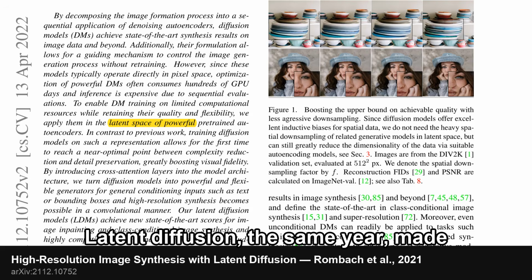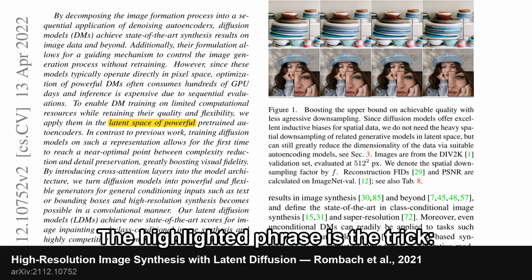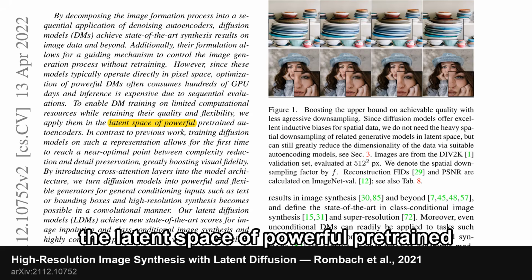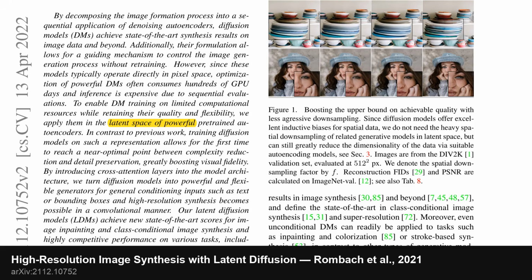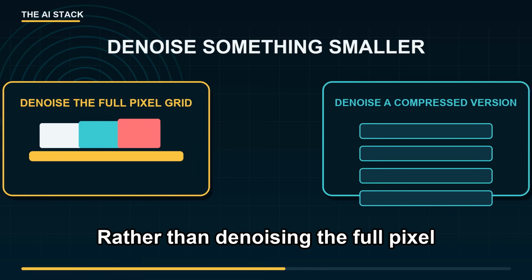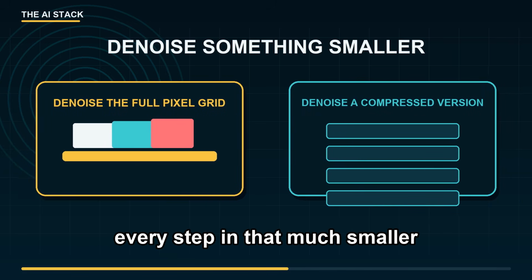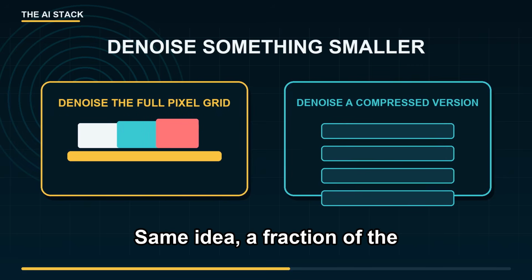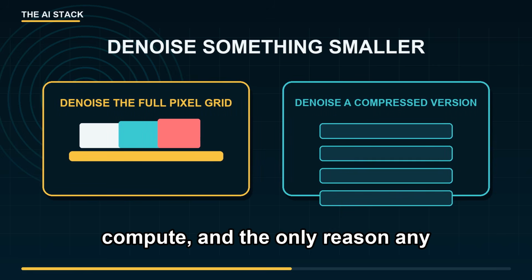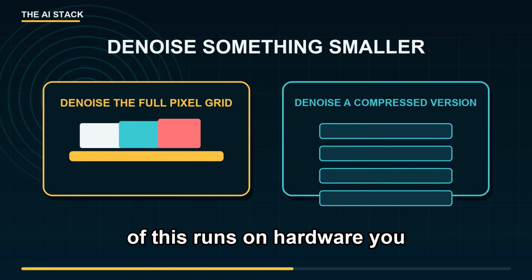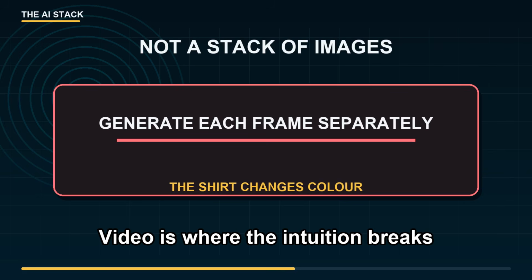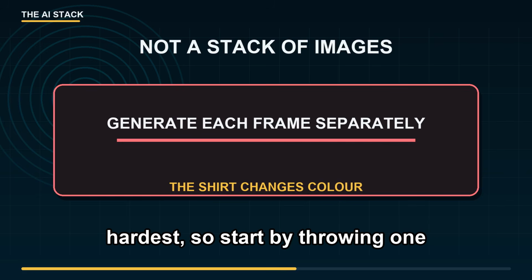Latent diffusion, the same year, made it cheap. The highlighted phrase is the trick, the latent space of powerful pre-trained autoencoders. Rather than denoising the full pixel grid, compress the image first, run every step in that much smaller space, then decompress at the end. Same idea, a fraction of the compute, and the only reason any of this runs on hardware you own. Video is where the intuition breaks hardest, so start by throwing one away.